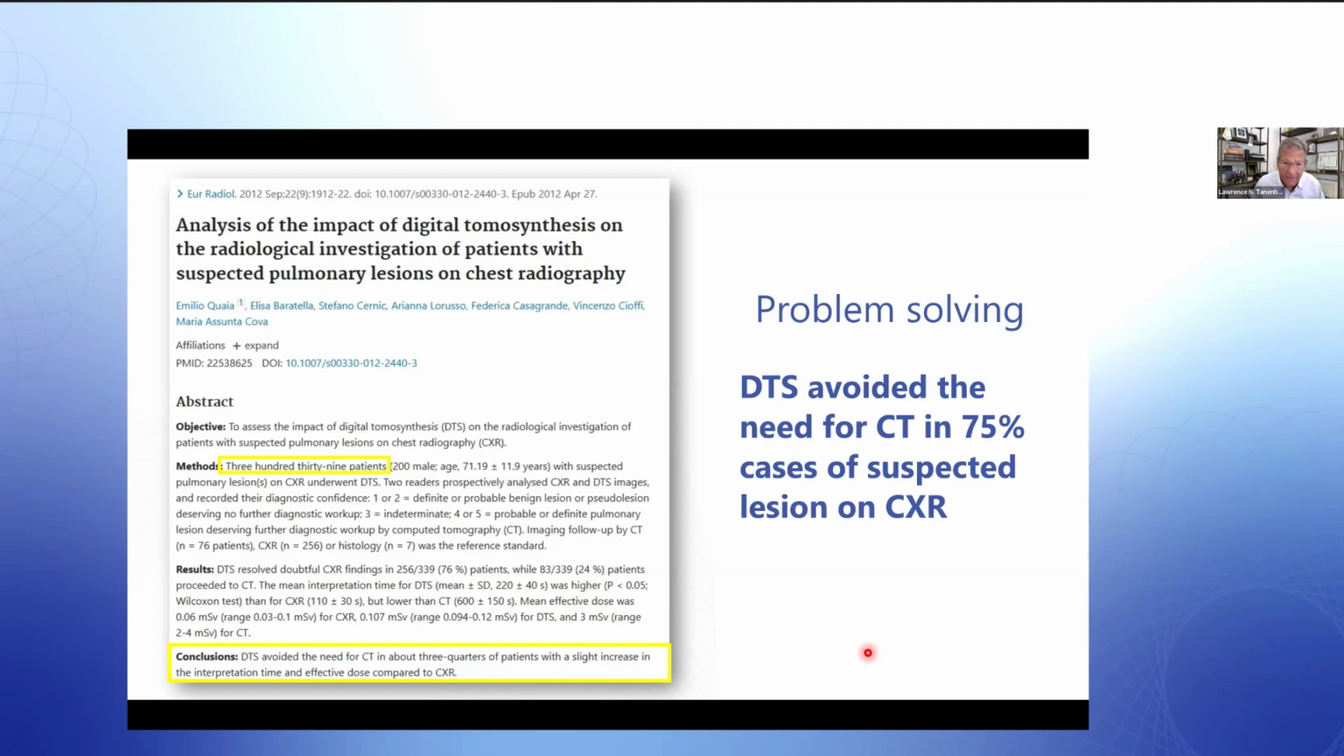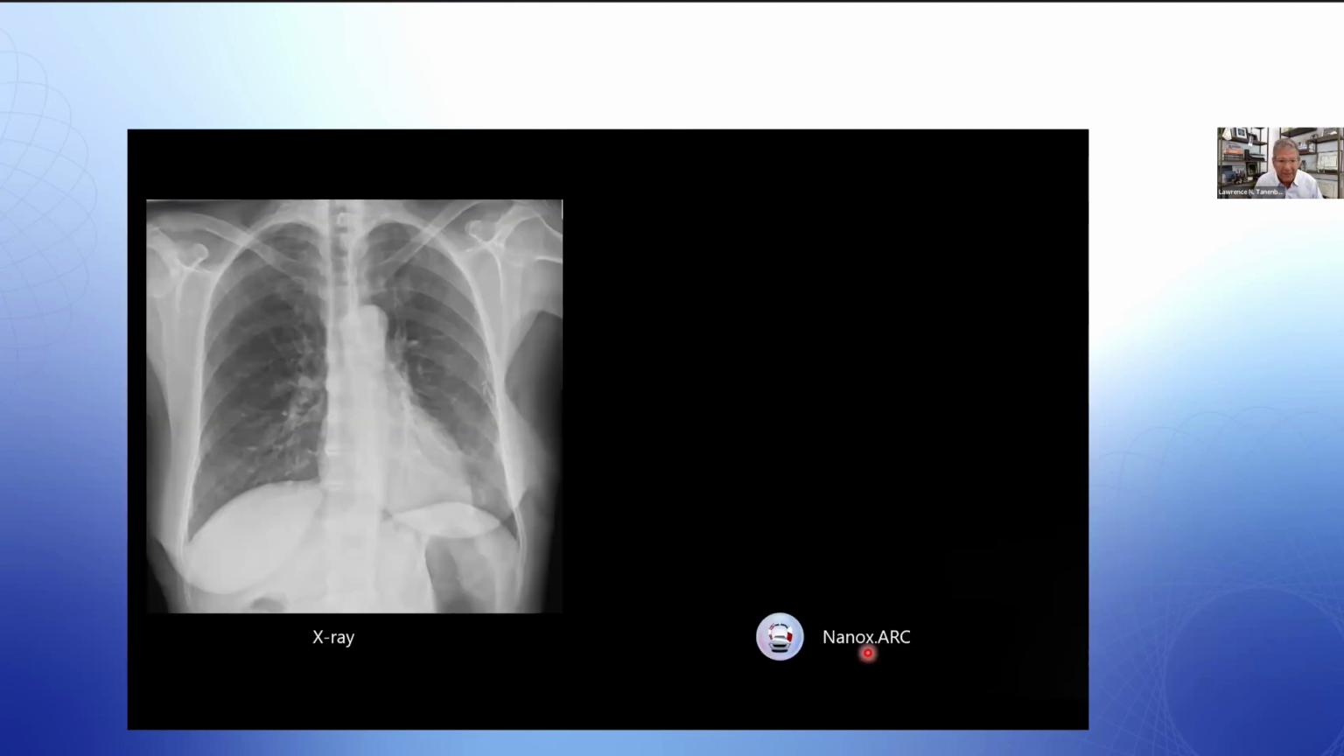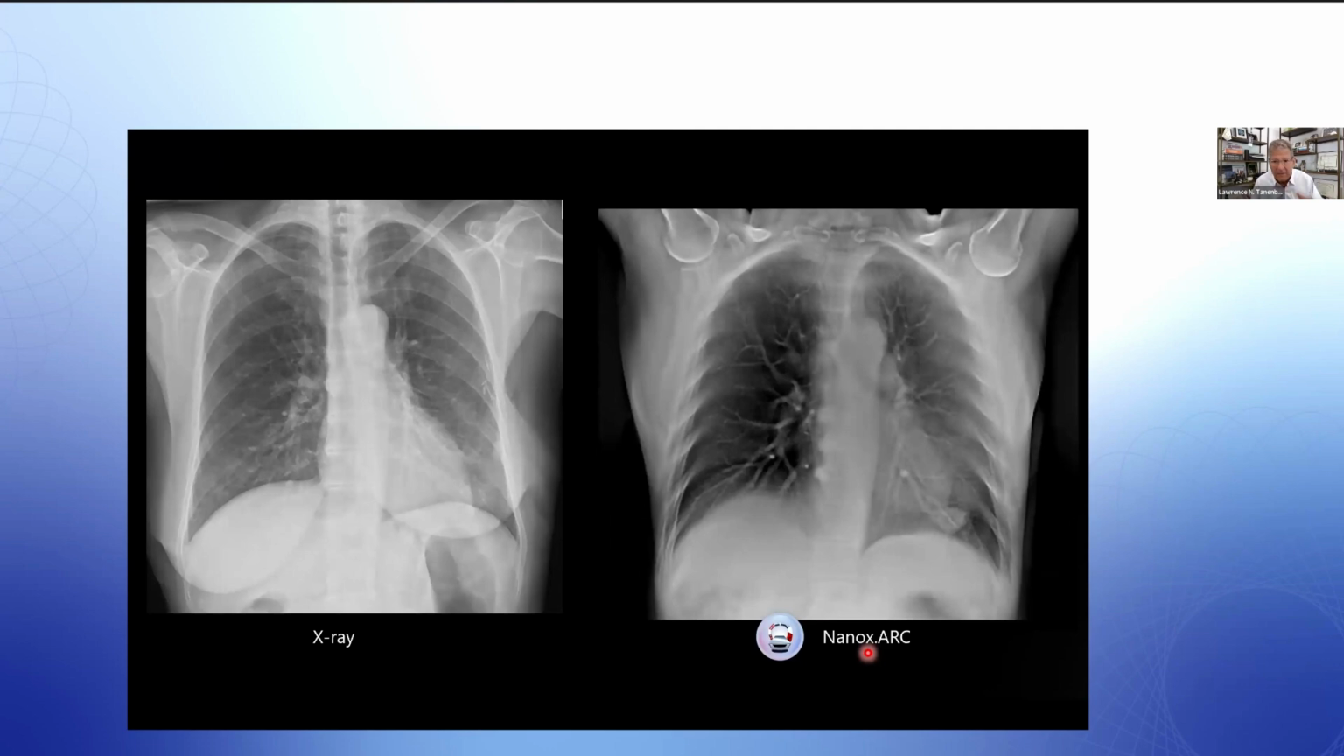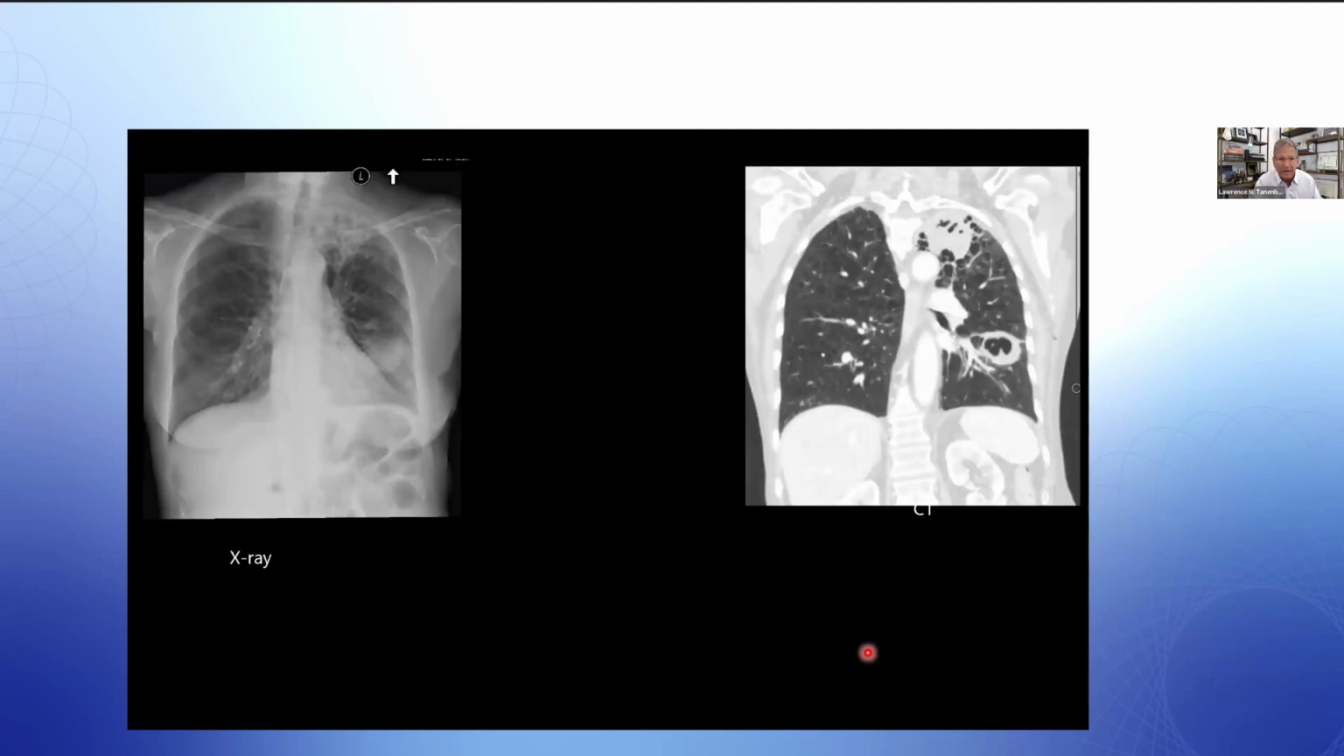Three quarters of cases didn't have to come back for a CT scan, didn't have to go through the dose of the CT or the cost of the CT. Here's an example. Again, nothing much to see on the X-ray. And there you can see the lung nodule at the lung base, a fairly sizable lung nodule.